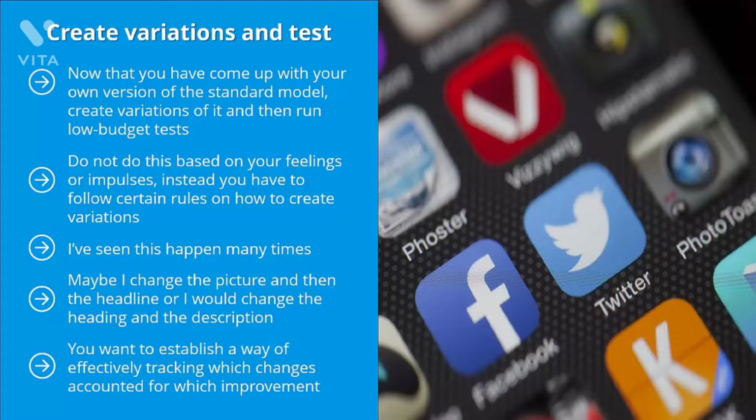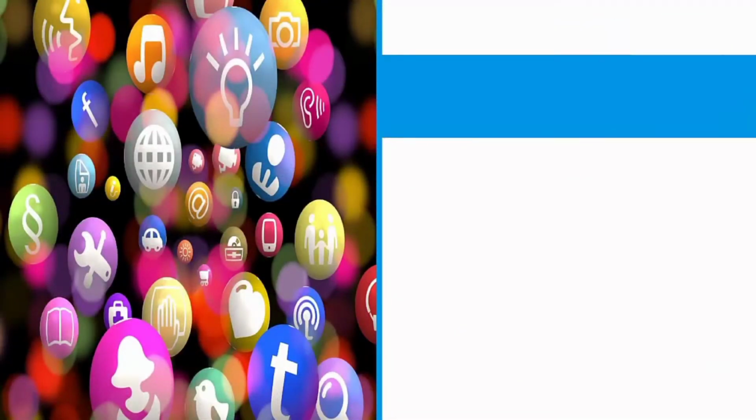You want to establish a way of effectively tracking which changes accounted for which improvement. By using this method, you can optimize parts that work to reach peak convertibility and then work on the other elements of the ad that could use some improvement. However, you have to do this in a systematic way. I've described this in the section below.